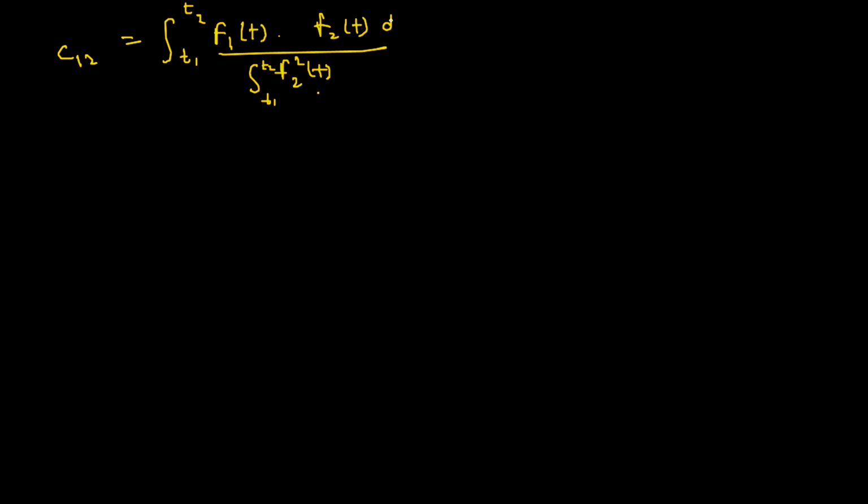So how do we do that? With the help of the given formula, that is the integration from t1 to t2 of f1 of t into f2 of t, divided by the integration from t1 to t2 of f2 square of t. Both of them are integrated with respect to dt. Here f1 of t is the given function, and f2 of t is sine t.